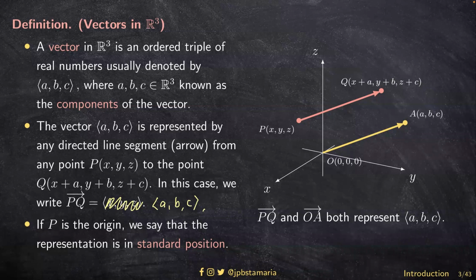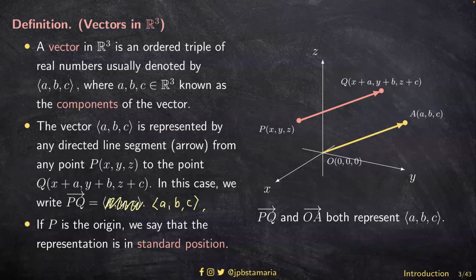So pwede niyong isipin na ang vector is actually, maybe we can think of a vector as an action, an action that acts on the space in a way that it translates. Pwede mo isipin na yung point x, y, z, it's an action that translates every point x, y, z towards x plus a, y plus b, z plus c.